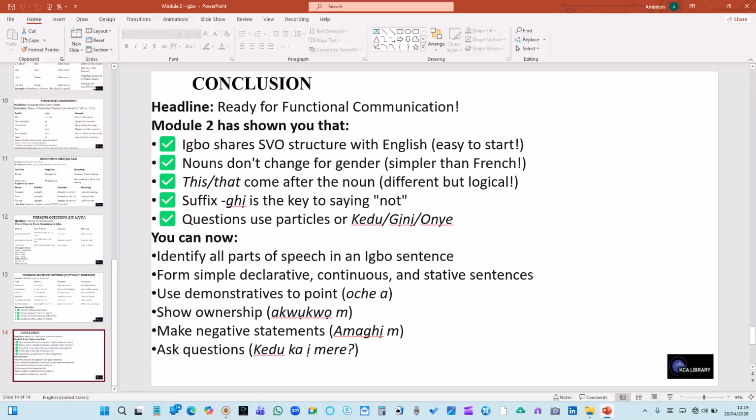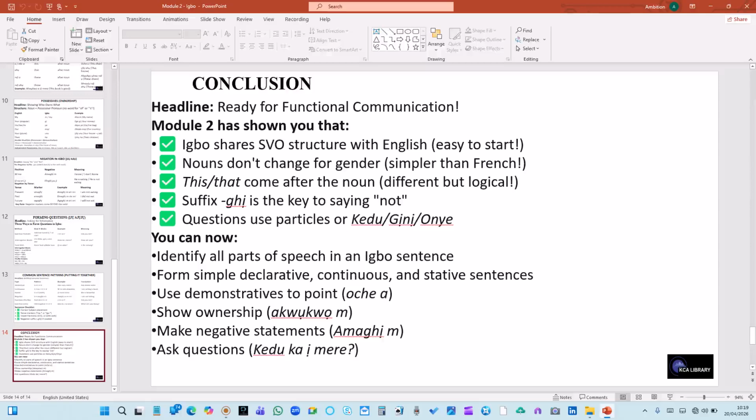Module 2 has shown you that Igbo shares subject-verb structure with English, which is easy to start. Nouns don't change for gender, so it is simpler than French. This or that comes after the noun, different but logical. Then the suffix ghị is the key to say not. Then questions use particles like ị or kedu, gịnị, or onye.